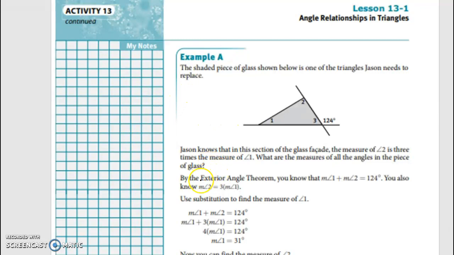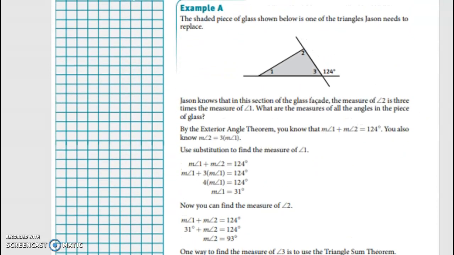Alright, we've got another example. The shaded piece of glass below is one of the triangles Jason needs to replace. Jason knows that in this section of the glass, the measure of angle 2 is 3 times the measure of angle 1. So angle 2 is 3 times the measure of angle 1. Just labeling my image.